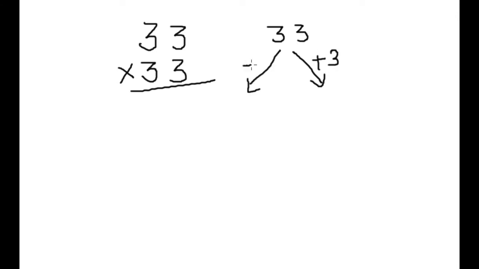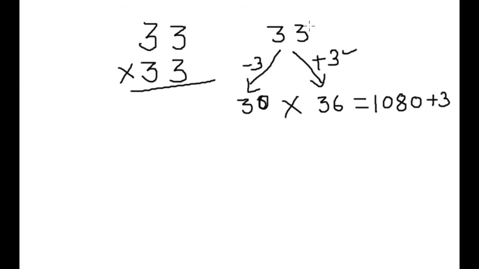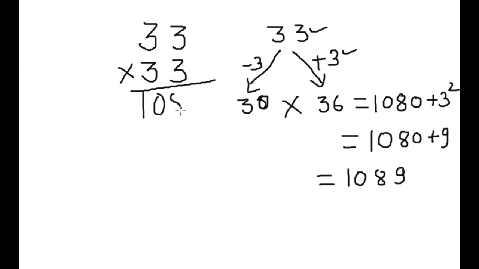Next example, 33. 33 plus 3, minus 3. So this is 36 and this is 30. Multiply: 1080 plus 3 square. Why is this 3? Because this last digit is 3. 3 square, so 1080 plus 9 is 1089. 1089.